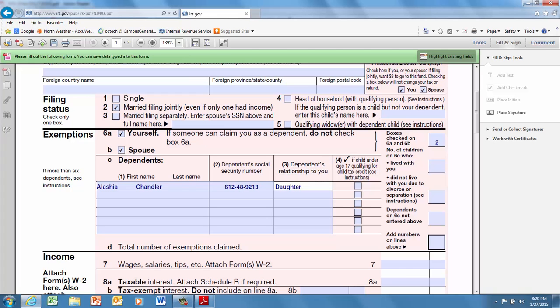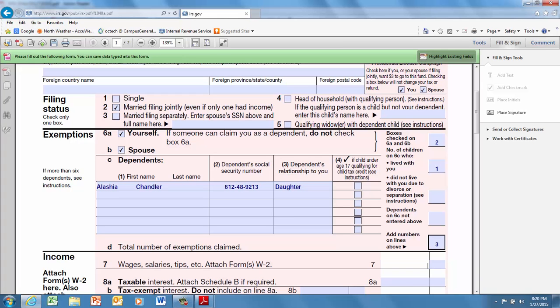Okay? Now over here it says number of children on 6c who either lived with you or didn't live with you because of divorce or some other kind of dependence, like maybe your elderly parents. Okay? So this is a qualifying child that lived with Charles and Deneen. And so we have one of them, and so we put one there. And down at the bottom on 6d, the total number of exemptions is 2 plus 1, which is 3.